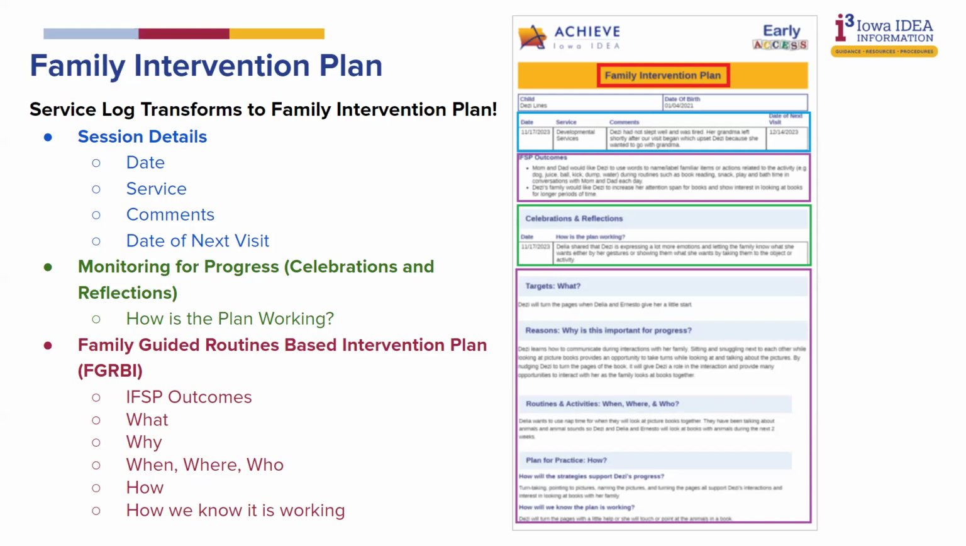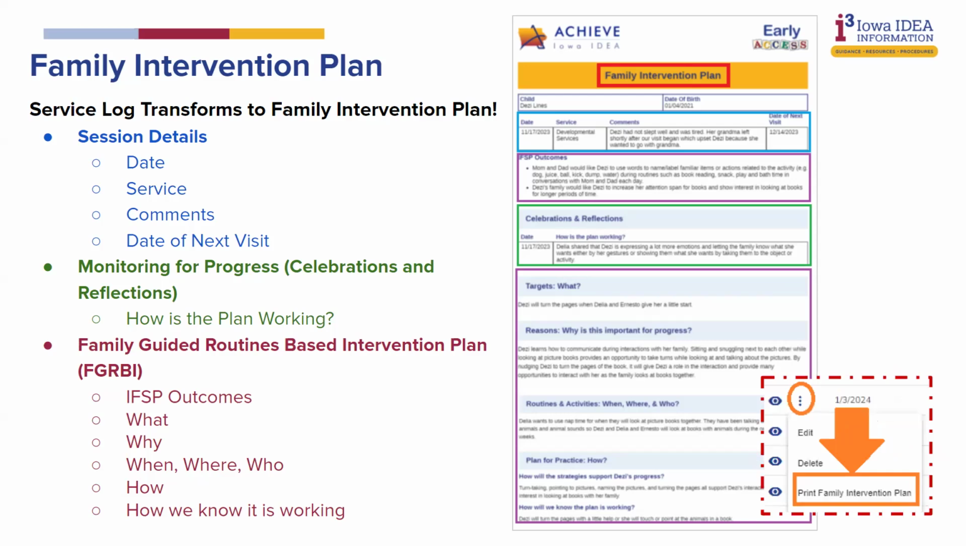Additionally, once information is entered into the FGRBI section of the service log, which will auto-populate into the family intervention plan, the IFSP team will be able to share the plan with the families through the Achieve Family portal. However, the FGRBI section of the service log must have at least one of the 5 questions completed to generate and print the family intervention plan in Achieve.